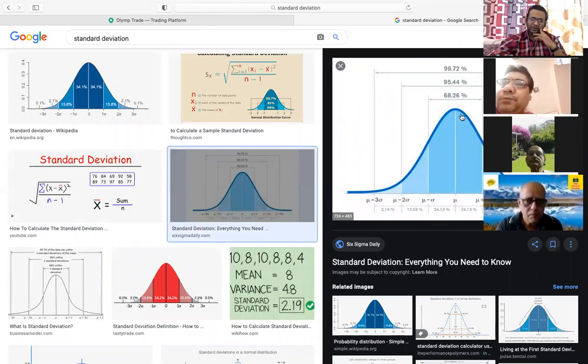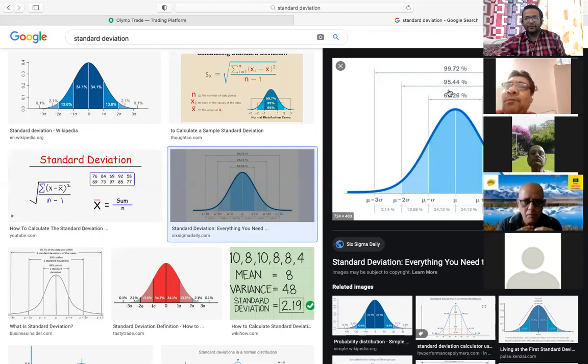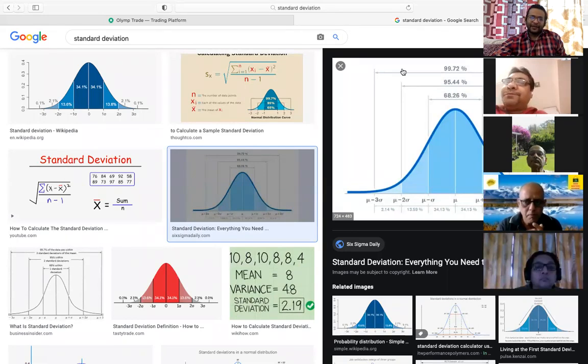Bollinger bands use standard deviation. So 68.26% of data will lie within one standard deviation. This particular portion is 68.26% of data. 95.44% of data will lie within standard deviation 2, within this range. And 99.72% of data will lie within standard deviation 3.